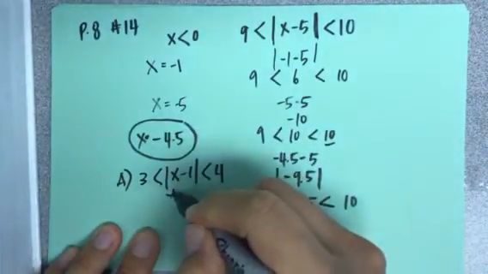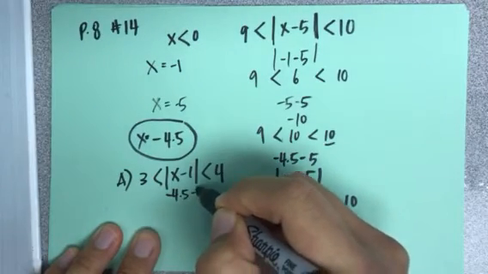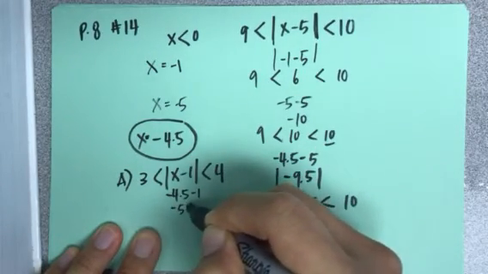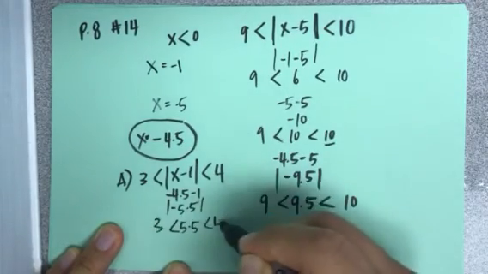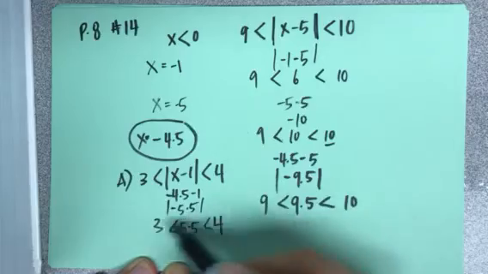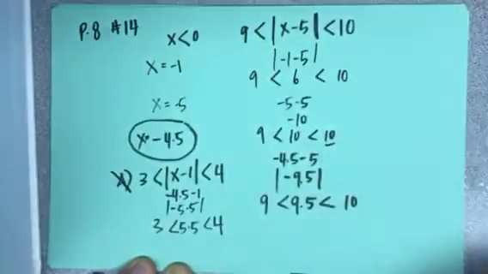So if it's -4.5 minus 1, that's going to be -5.5. Take it out of the absolute value sign, it's going to be 5.5. Do you guys see how this does not work? That is too big. It does not go in between 3 and 4. A is out of the question.